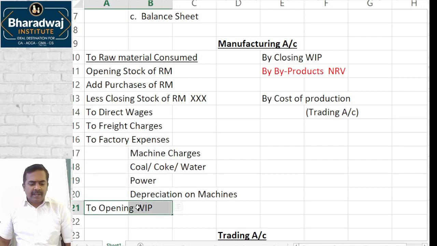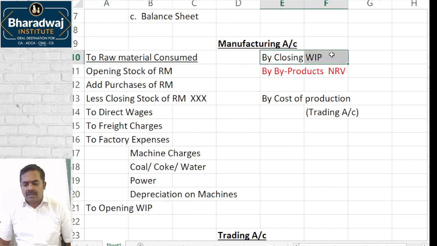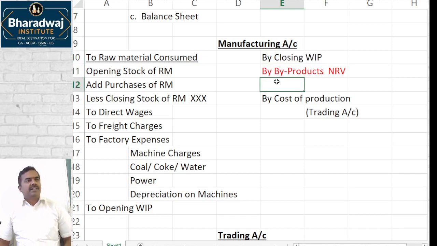Then opening WIP means semi-finished product, sugar. Closing WIP means sugar in the process, maybe at the pulp stage or some manufacturing process. What is the by-product in the sugar industry? What is the first process in the sugar industry?